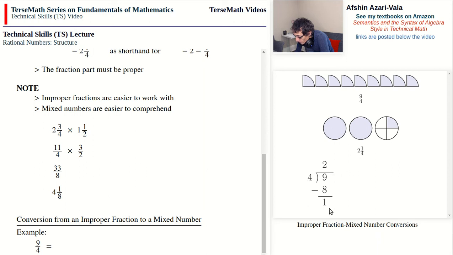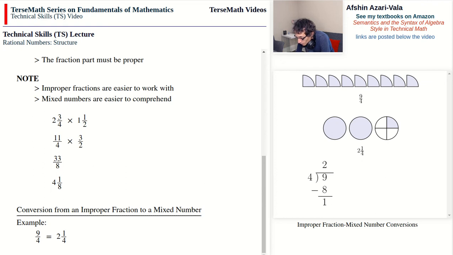Please note where the numbers go. The quotient is the number of whole pies. The remainder is the bits and pieces that remain, 1 quarter. And so we can now write down 9 quarters is equal to 2 and 1 quarter.